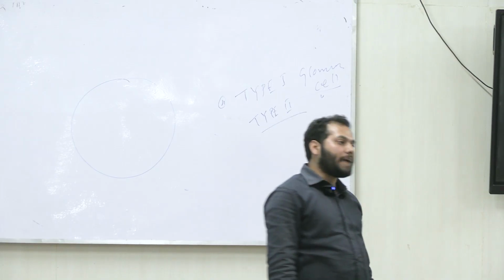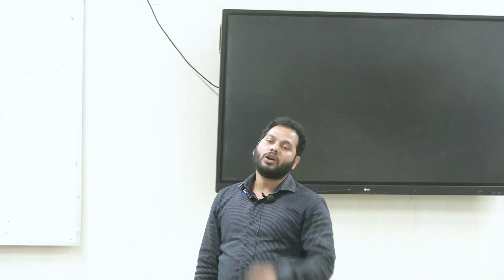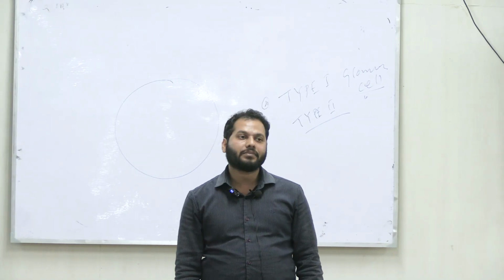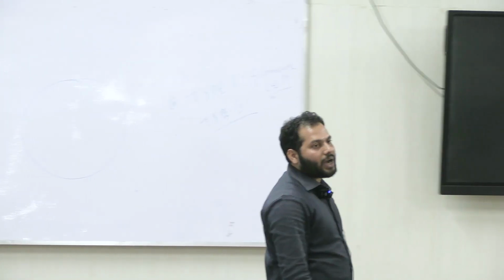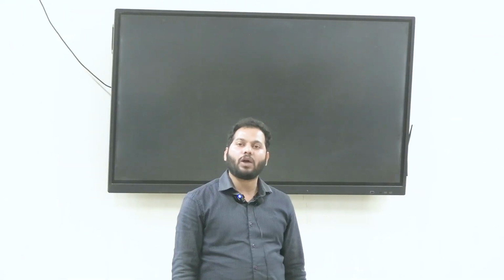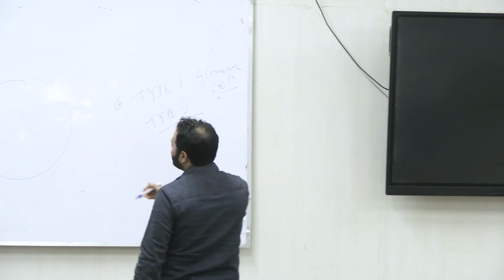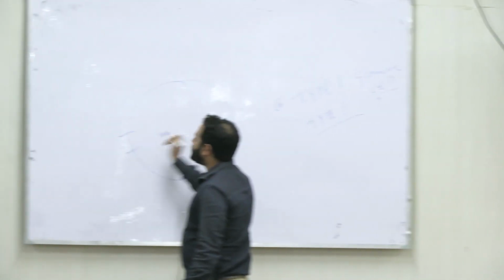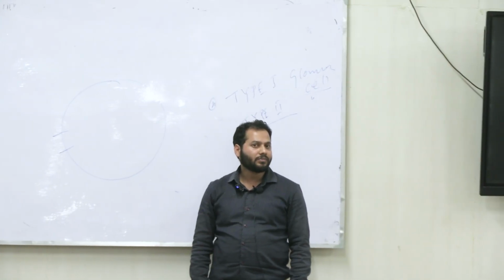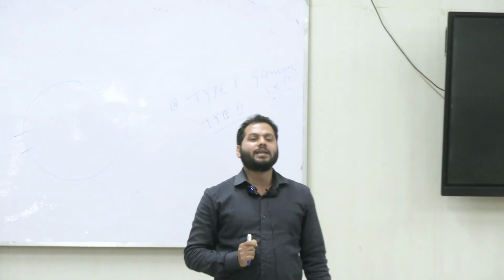So what are the different types of ionic channels present in the surface membrane of glomus cell? Mainly two types of ionic channels are present. The most important one is called the oxygen sensitive potassium ion channel. I repeat, the most important ion channel that is present in the surface of the glomus cell is the potassium ion channel, right? As I mentioned, this ion channel is oxygen sensitive.